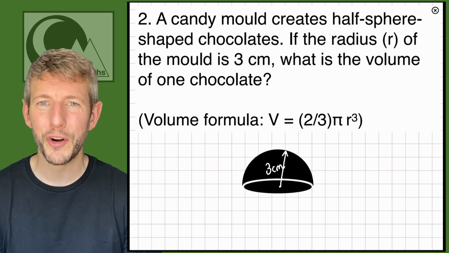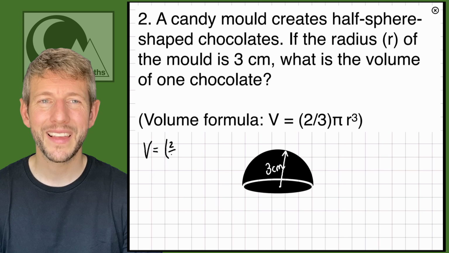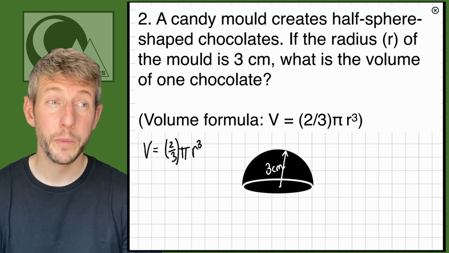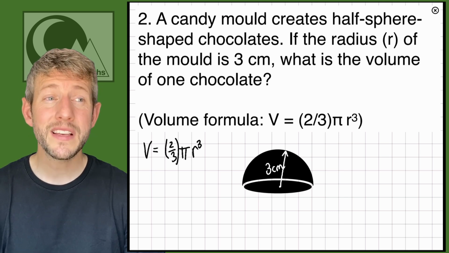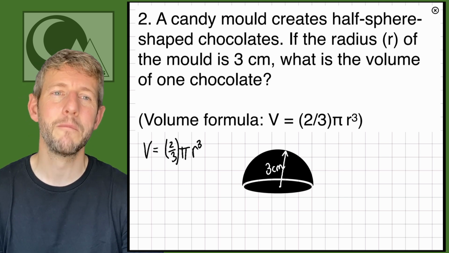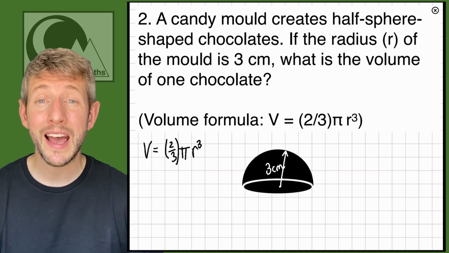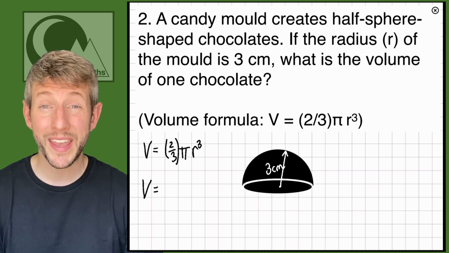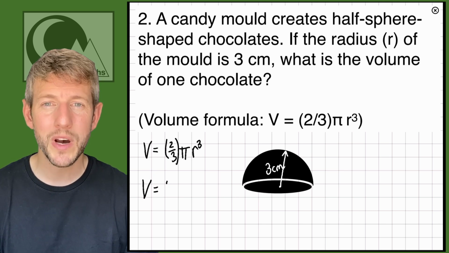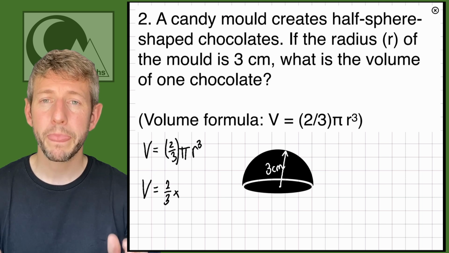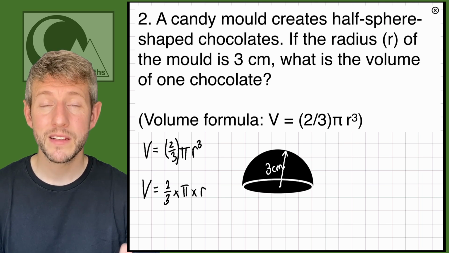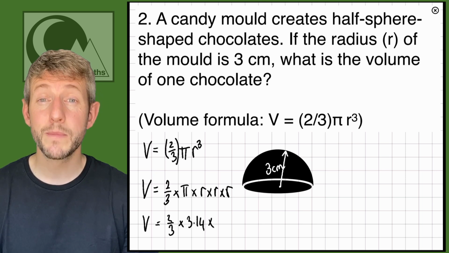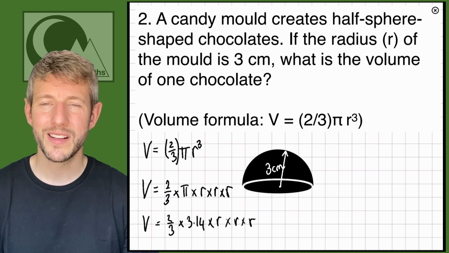And they've given us the formula for the volume here, and that is that V equals 2/3 times pi r cubed. This time we've put the 2/3 in brackets, but it doesn't change anything. If you ever see a value in brackets next to a letter or a symbol, that just means that the bracket's being multiplied by the letter and the symbol as well. So we've got 2/3 times pi times r times r times r. So I'm going to write that down: 2 over 3 times 3.14 times r times r times r.